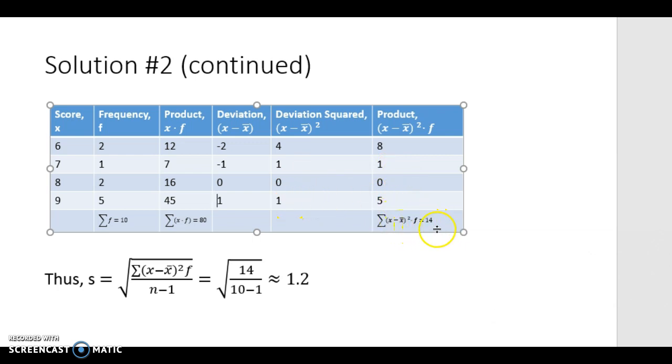And then I'm going to add all of those together to get the top of my fraction there. So I get a 14. So a 14 is going to go up here. Remember, I had 10 values, so I'm going to divide that 14 by 9. And then I'm going to take the square root of that. And I should get approximately 1.2, rounded to the first decimal place.